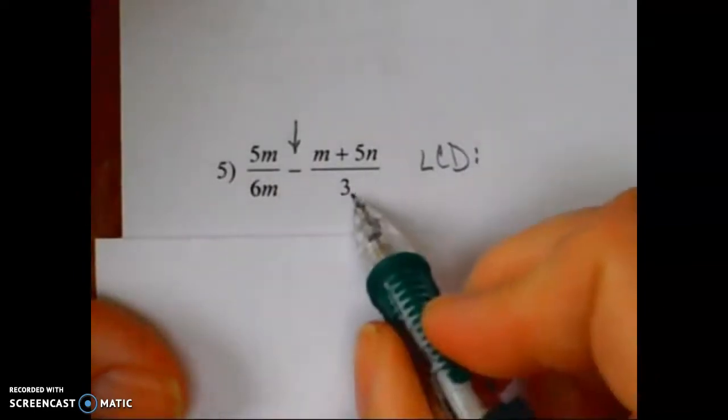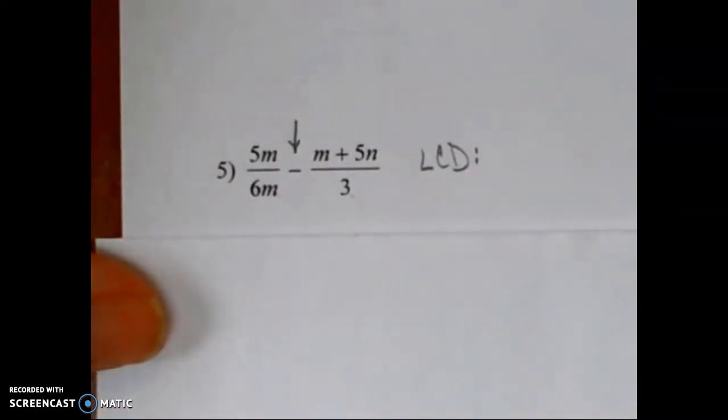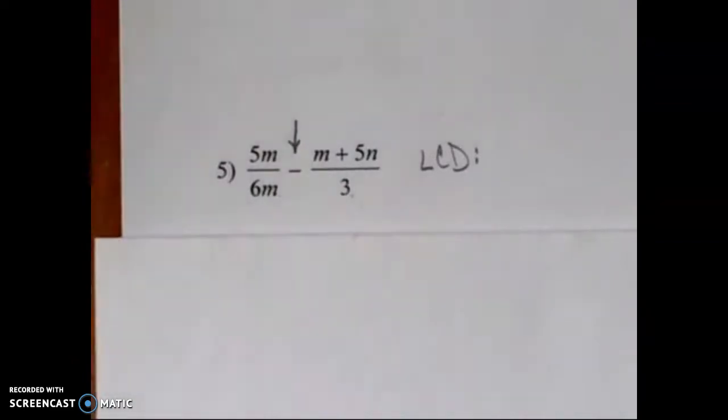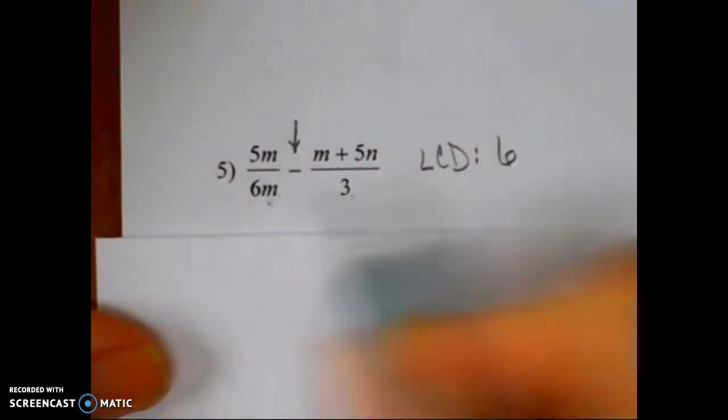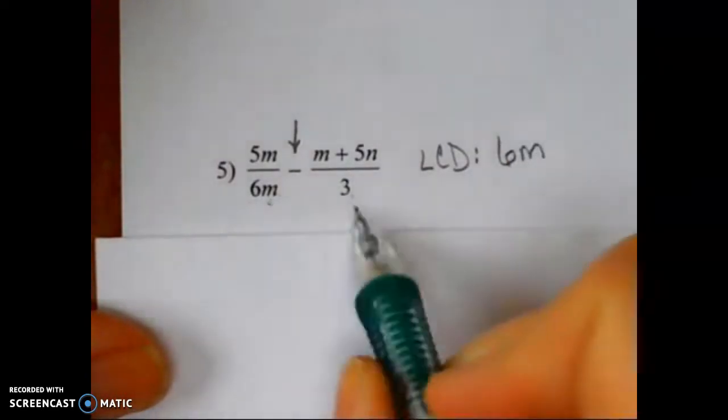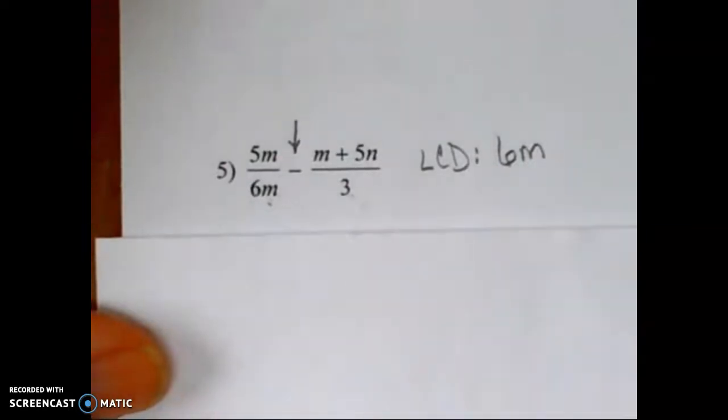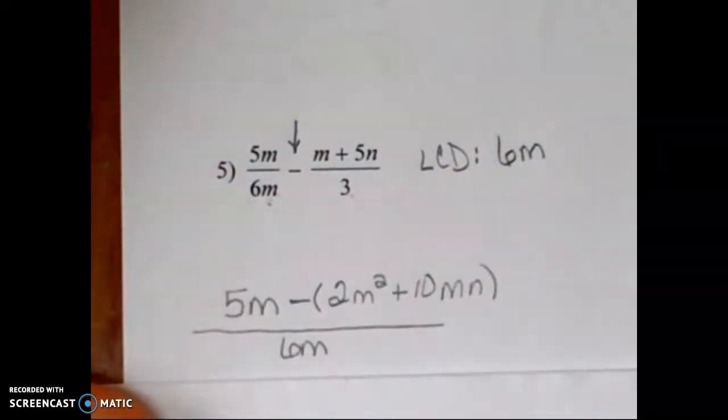So 6 and 3, that can be sort of combined into one denominator. What number is divisible by 6 and 3? And that answer is 6. And then you need that m represented. And there's no binomials down here. So my LCD is 6m.